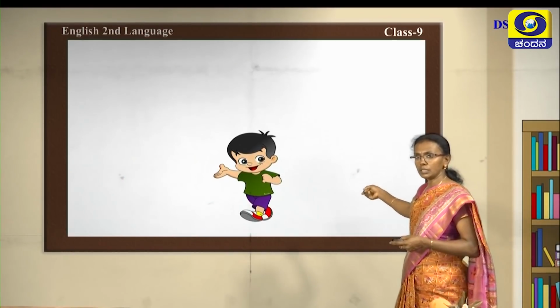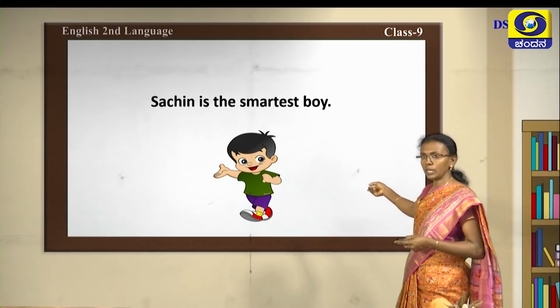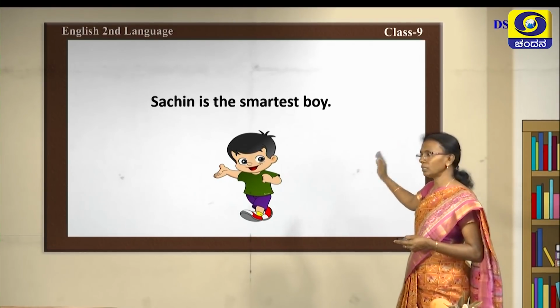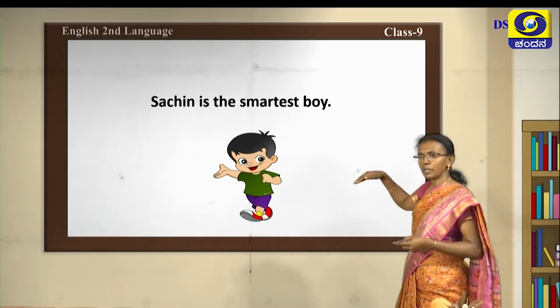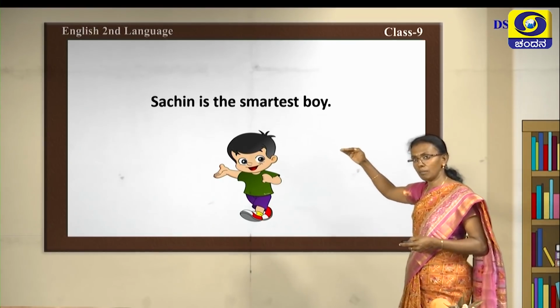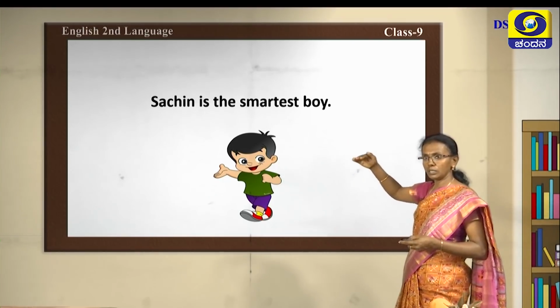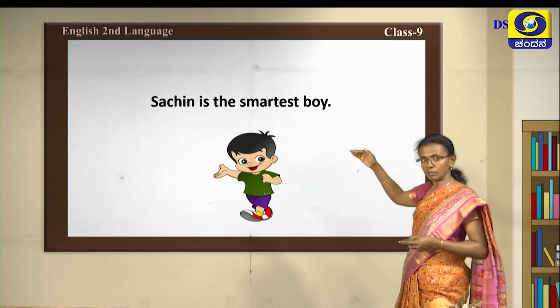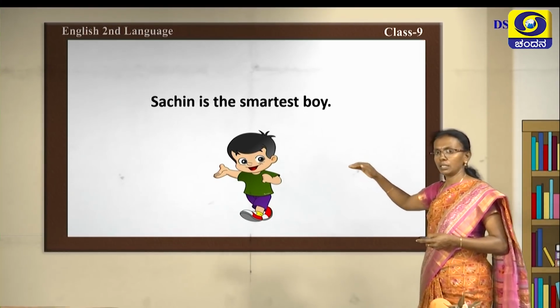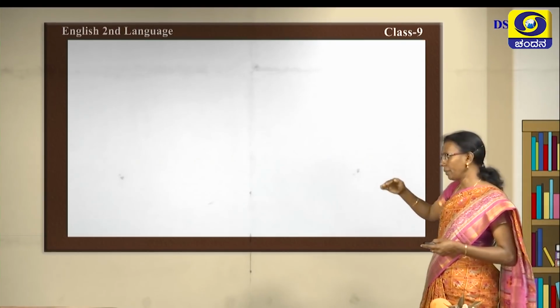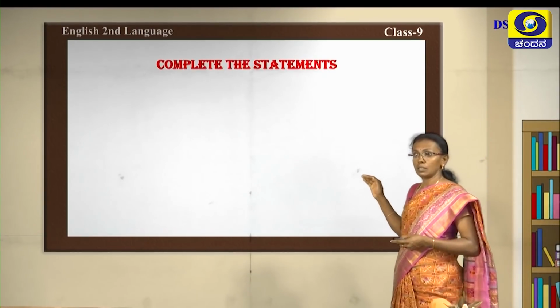Next one is the boy. Who is that boy? Sachin. Sachin is the smartest boy. So, we have gone to the highest level of admiring him. So, what is it? The smartest, the most. So, he has reached that. So, this is how we compare in three degrees of adjectives.